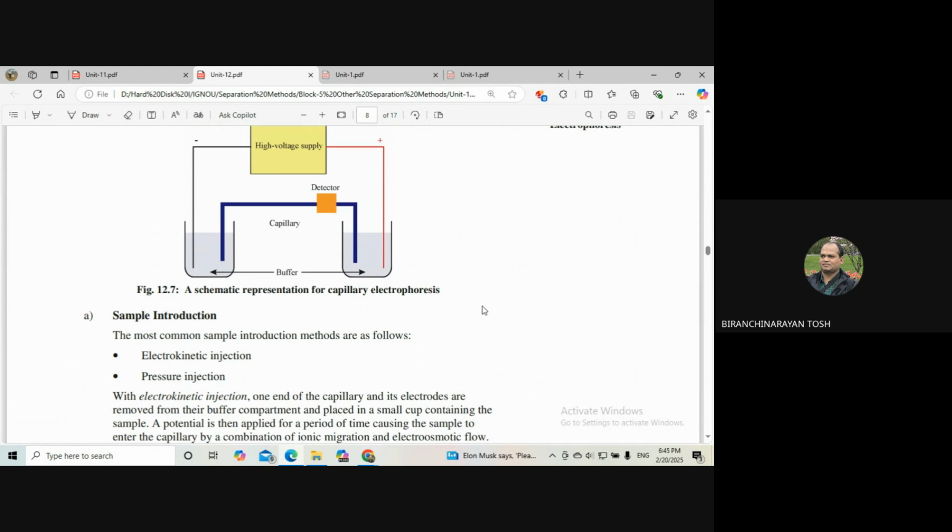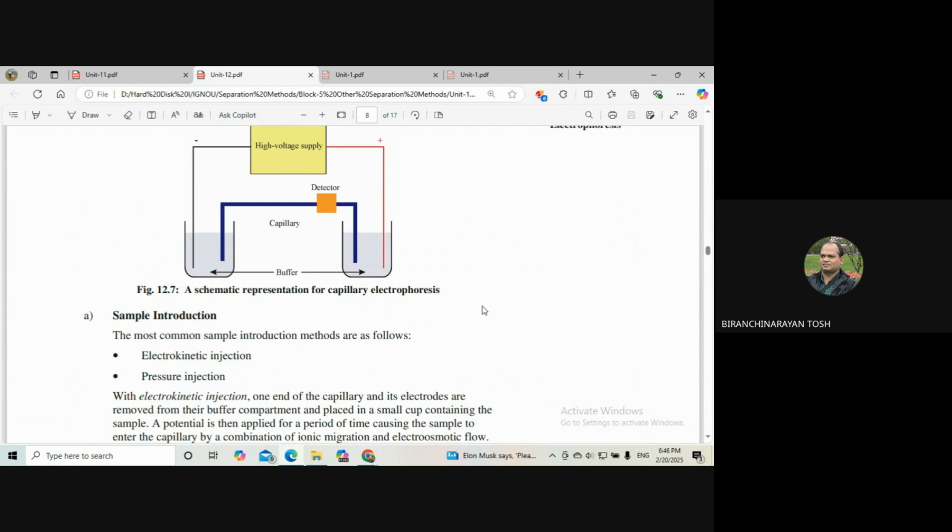With electrokinetic injection, one end of the capillary and its electrode are removed from their buffer compartment and placed in a small cup containing the sample. A potential is then applied for a period of time, causing the sample to enter the capillary by a combination of ionic migration and electroosmotic flow. The capillary end and the electrode are then placed back in the regular buffer solution for the duration of the separation. The injection technique discriminates by injecting larger amounts of more mobile ions relative to the slower moving ions.